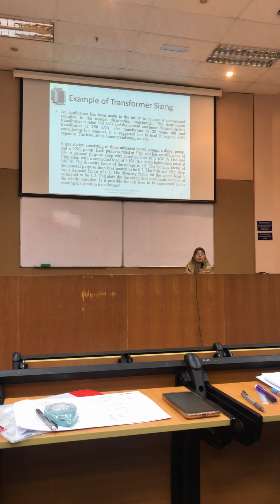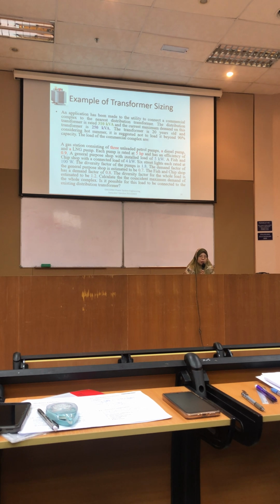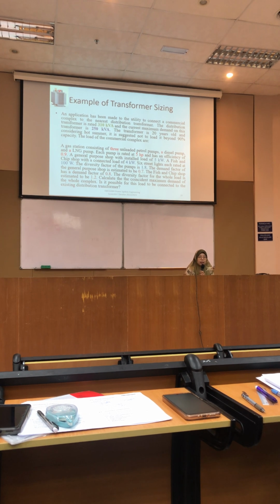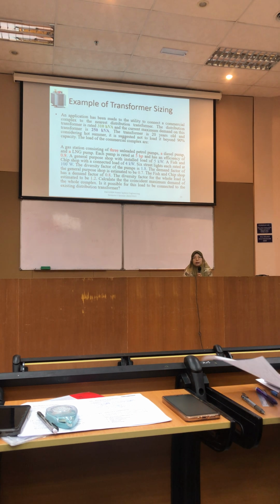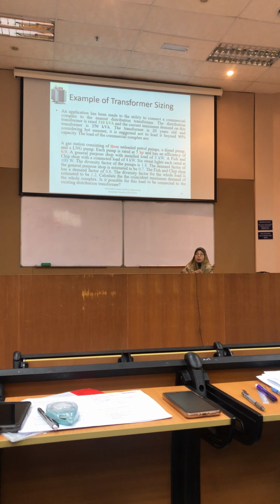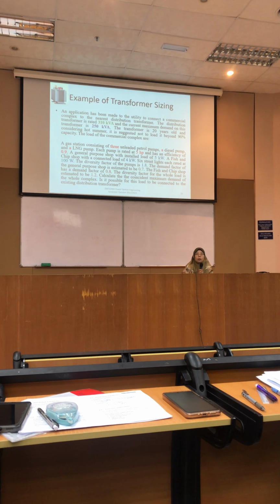Transformer, okay, to supply to a commercial building. The distribution transformer is rated 310 kVA. The current maximum demand is 250. We want to check whether we can get supply from that existing transformer. If it's not possible, we are going to check another transformer which is near to the complex.